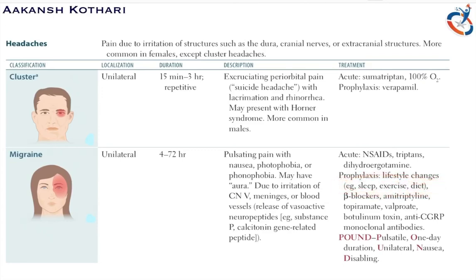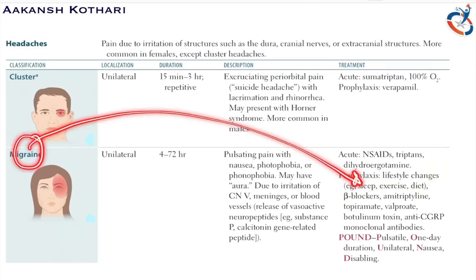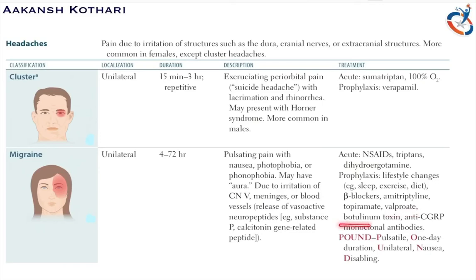Is this clear? Whereas the prophylaxis includes a variety of drugs and also lifestyle changes, example, the sleep, exercise, and diet. The different type of drugs used in prophylaxis of migraine include beta blockers, amitriptyline, topiramate, valproate, botulinum toxin, and anti-CGRP. Okay, just remember the names for now. I'll come to it in a while in pharmacology videos. This also uses monoclonal antibodies, but this is sometimes.